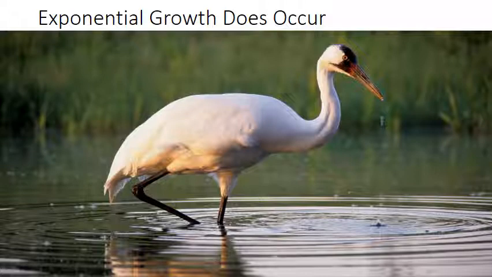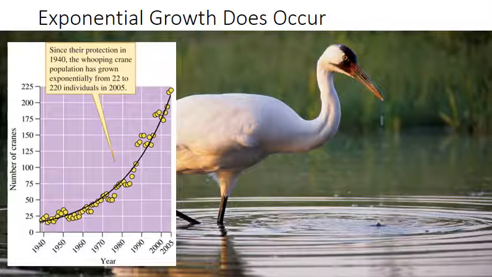So one example is this bird. This is a whooping crane. They make their home in a place called Wood Buffalo National Park in Alberta. And in the 1940s, because of habitat fragmentation and hunting, their population was reduced to 15 individuals. Since that time, because of conservation efforts and laws against hunting this species, their population has grown exponentially, which you can see from this graph. Their population has gone from 15 in about 1940 to most recently, in about 2010, I think there were 383 individuals. So this population is still growing exponentially.